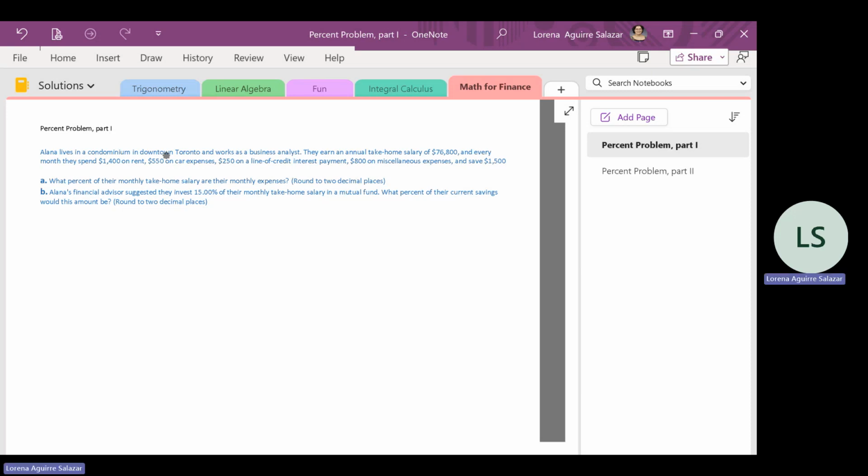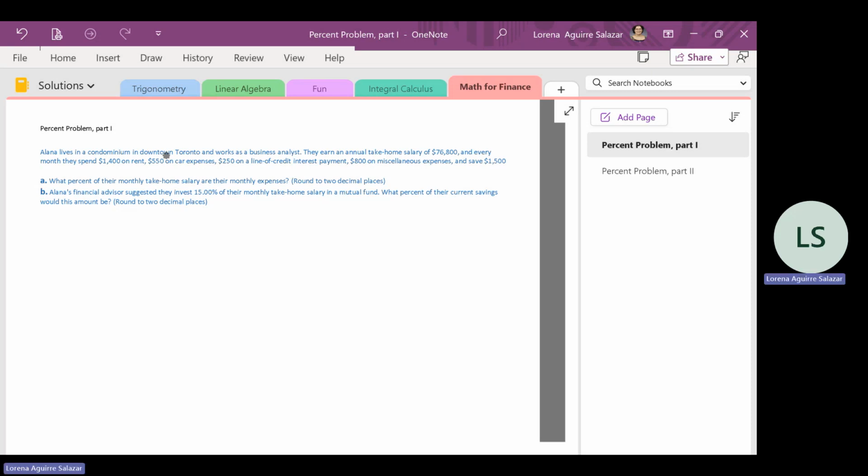The first question is, what percent of their monthly take-home salary are their monthly expenses? And then in part B, Alana's financial advisor suggested they invest 15% of their monthly take-home salary in a mutual fund. The question is, what percent of their current savings would this amount be? And for both parts A and B, we need to round answers to 2 decimal places.